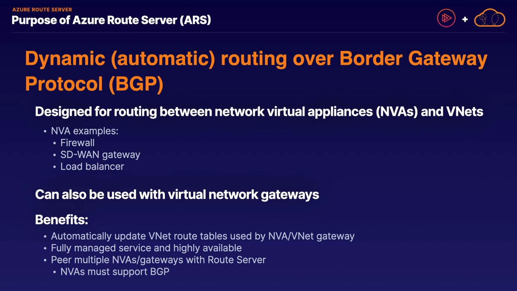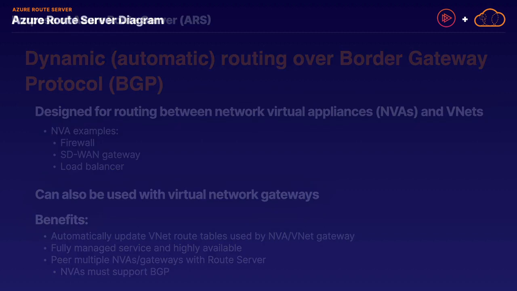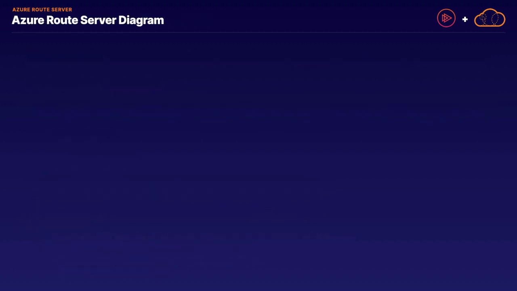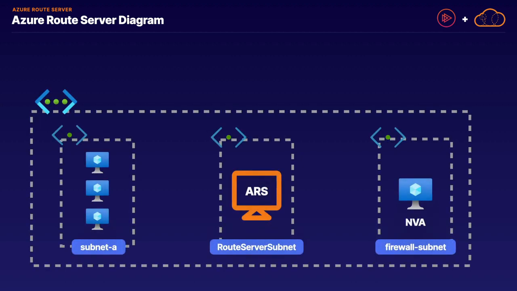So let's go ahead and take a quick look at an example route server diagram to get a better idea how this service works. In this example, we have a sample virtual network in which we have a subnet of several virtual machines on the left side. In the middle, we have our Azure Route Server service. That's that ARS yellow icon that you see there. And on the right side, we have another subnet which houses a network virtual appliance. In this case, it's going to be a firewall.